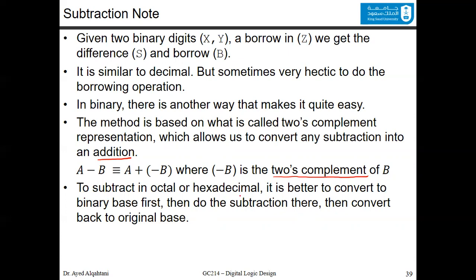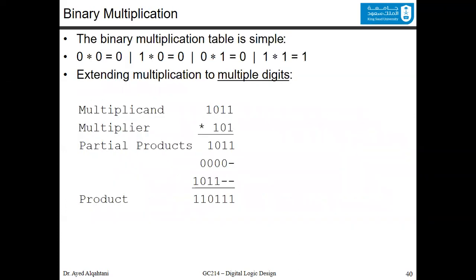To subtract in octal or hexadecimal, it's better to convert to binary first and then do the subtraction. Now, for the multiplication, the binary multiplication is very simple. 0 by 0 is 0. 1 by 0 is 0. 0 by 1 is 0. So the multiplication is always 0 if one of the digits is 0. If you multiply 1 by 1, this is the only case that generates the result 1.